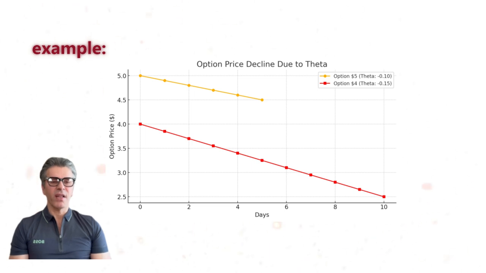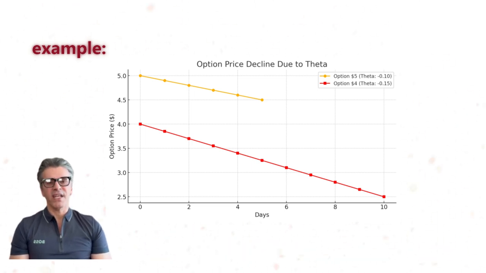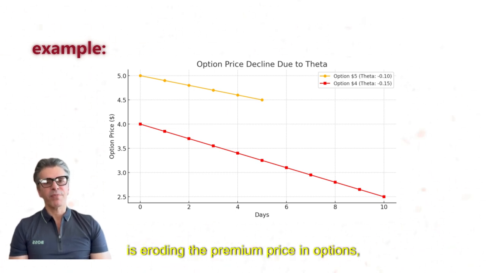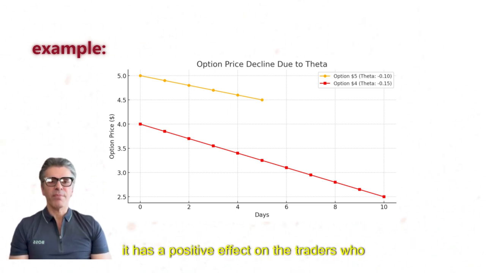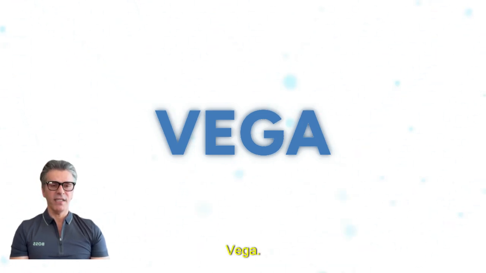And remember, the longer the option contract has, the less theta effect it has, and because theta is eroding the premium price in options, it has a positive effect on traders who write or sell the option contract. Okay, last but not least, Vega.